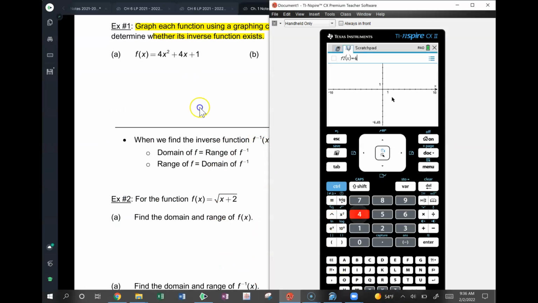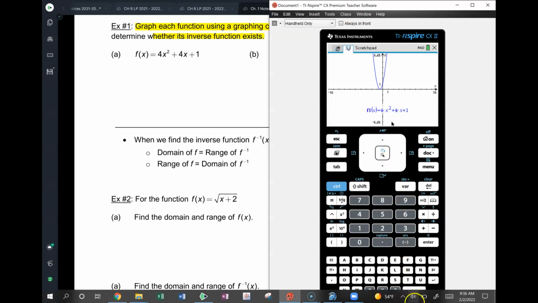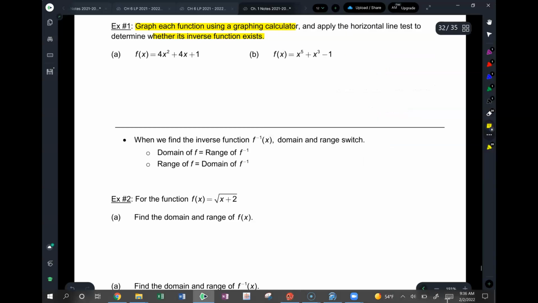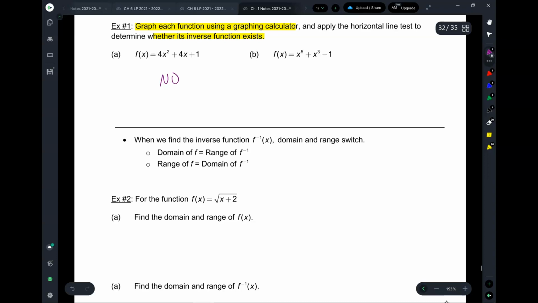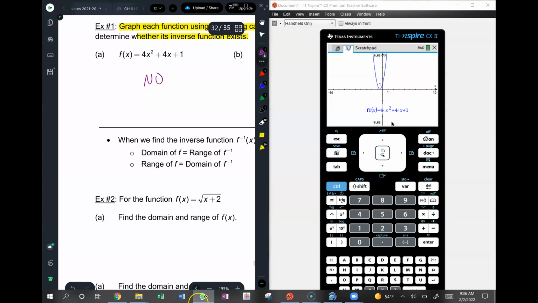Here, let's graph this one. So it's 4x squared plus 4x plus 1. You're going to do the horizontal line test. So take a look here. This is the graph right here, right? If you do a horizontal line test, does it pass? No, it does not pass. That means it does not have an inverse function. So you say no, it does not have an inverse function, because if you draw a series of horizontal lines here, it will pass the graph at more than one place.